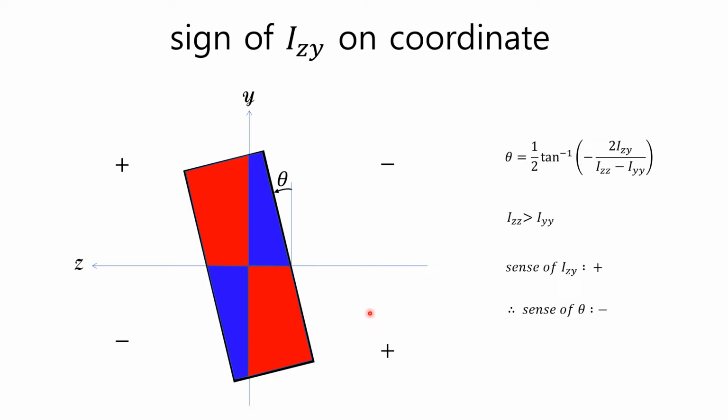As shown in this picture, when the principal axis is tilted to the left by theta less than 45 degrees, if we calculate theta, we can see the sign of theta is negative when Iz is greater than Iy, and Izy has a positive value. It can be seen that the principal axis is located counterclockwise from the reference axis.